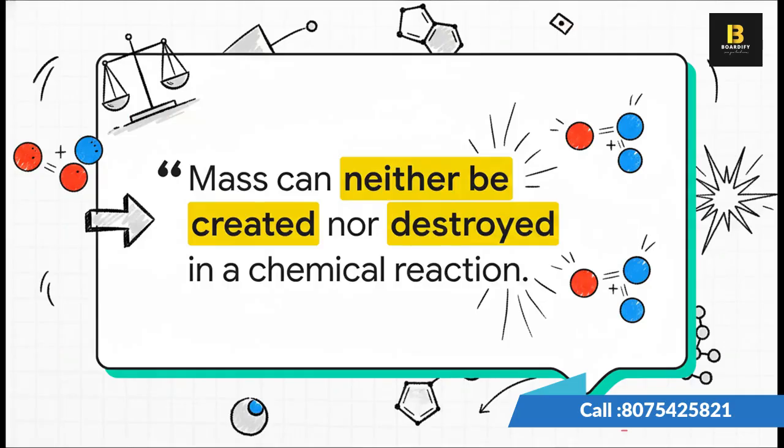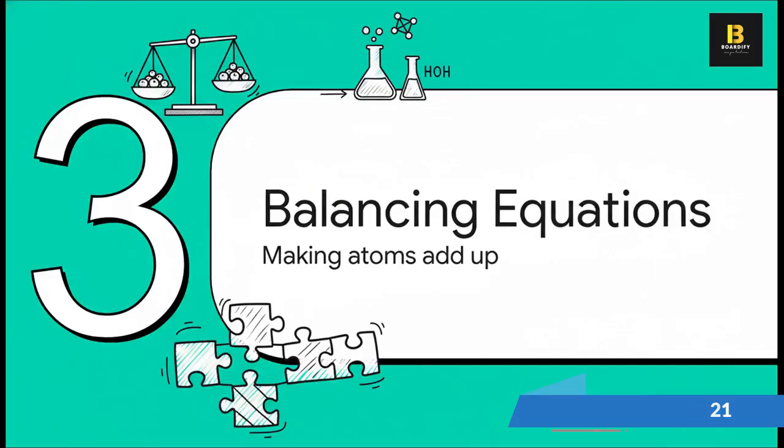And this fundamental rule is the reason why that last equation was incomplete. The law of conservation of mass is a big deal in chemistry. It basically says you can't just create or destroy atoms out of thin air during a reaction. Whatever you start with, you have to end with. So the number of atoms of each element on the left side must equal the number on the right side. No exceptions. This brings us to a really important skill for your exam, balancing the equation.